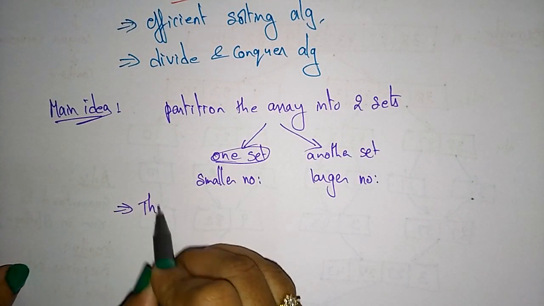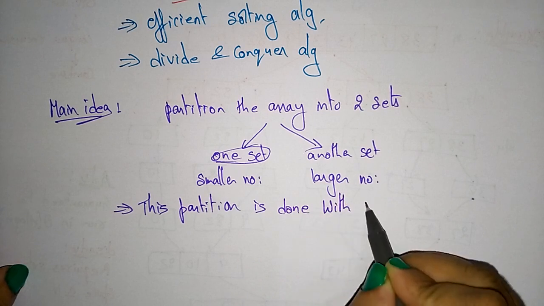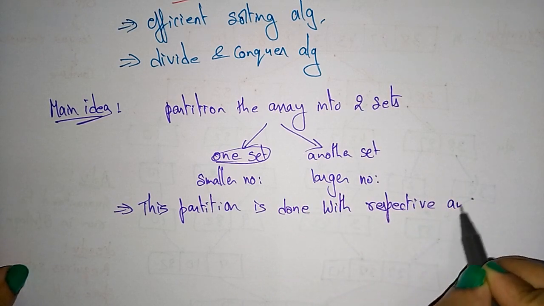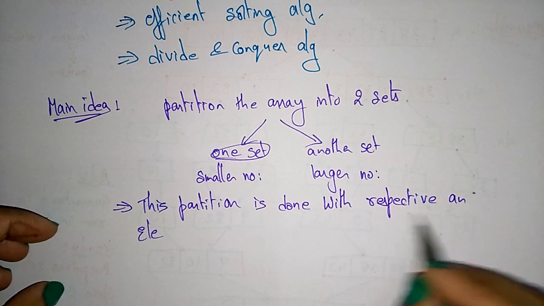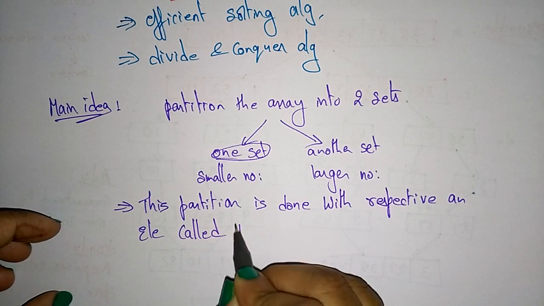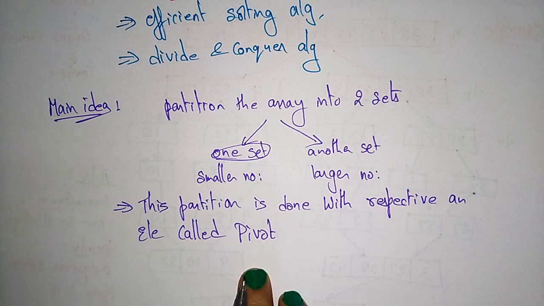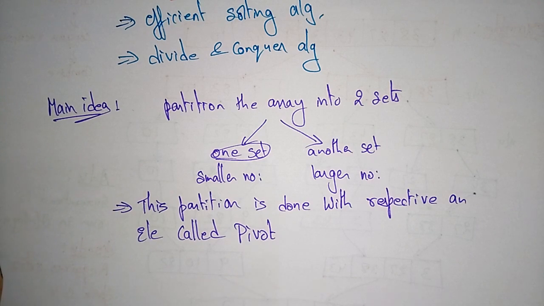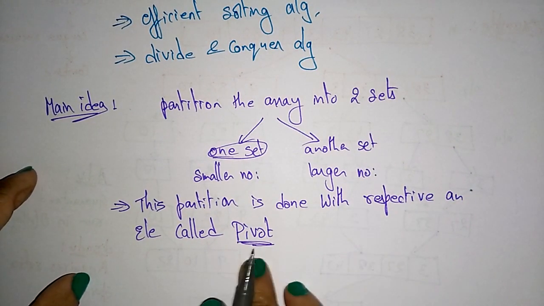This partition that I am doing in quick sort is done with respect to an element. With the help of one element, I am going to do the partition. That element is called the pivot element. The pivot element can be any element present in the array, the first element, middle element, last element, second element, third element, any element. The partition is based on that element. We are just sorting the array based on the selected element, and that selected element is called the pivot.